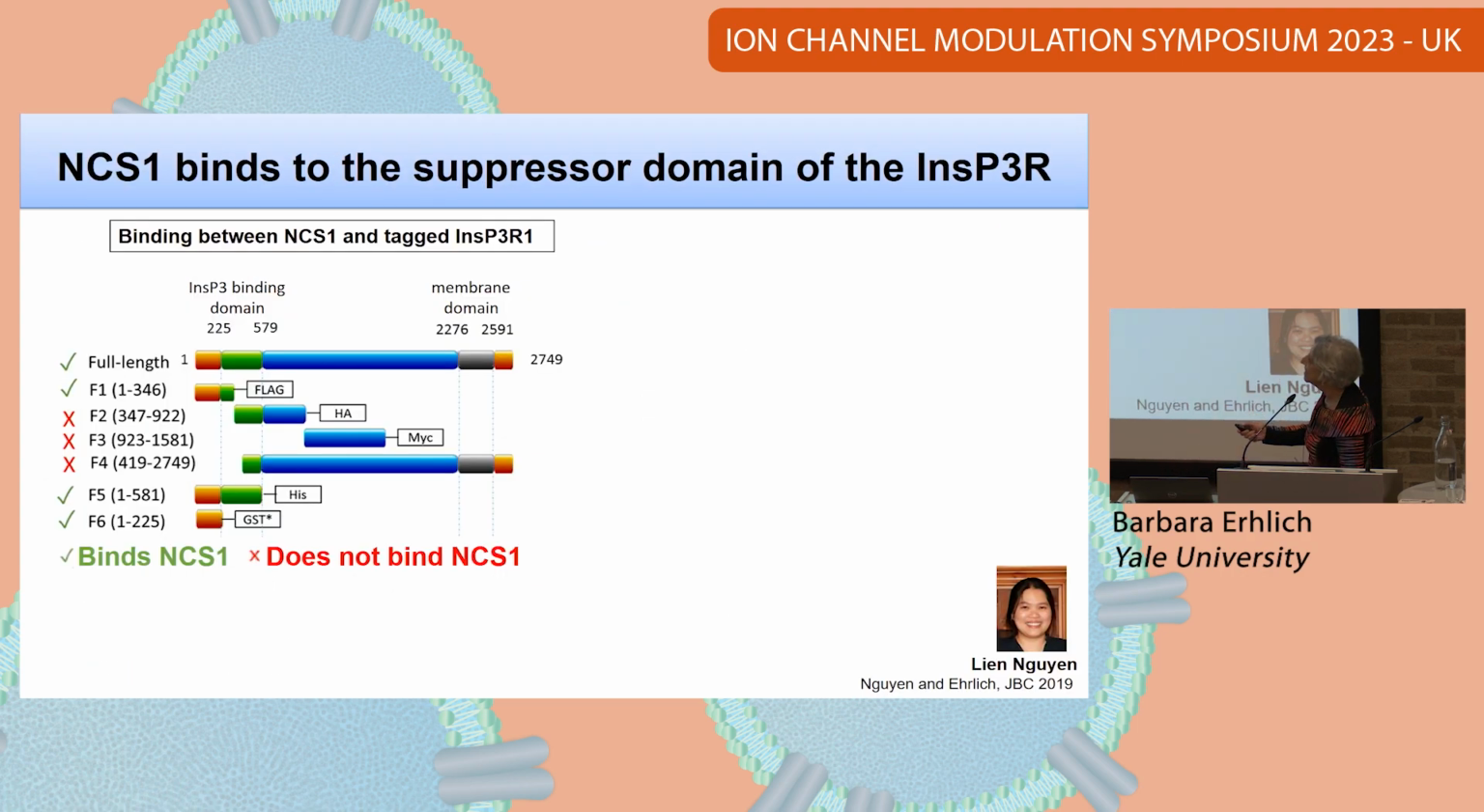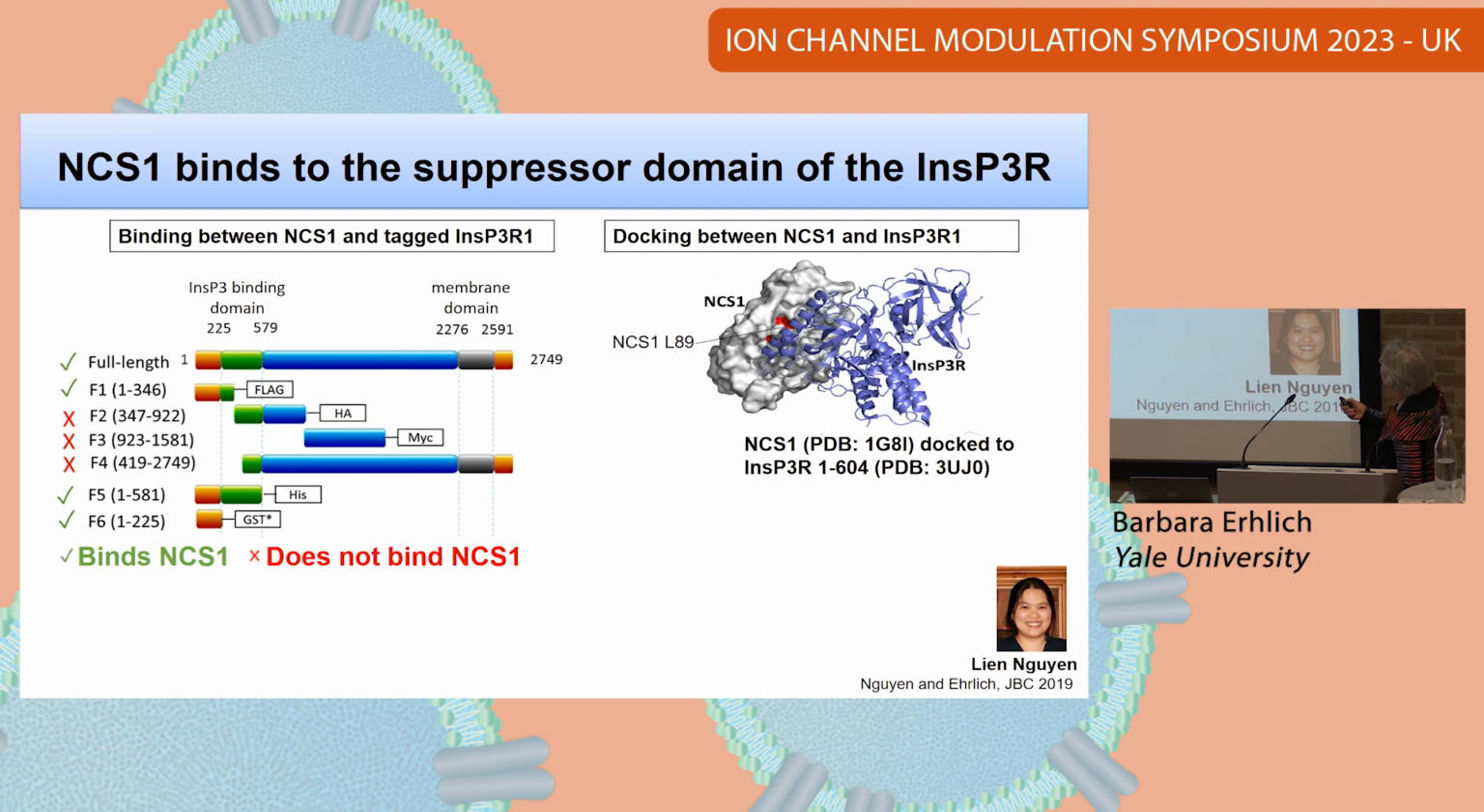This is how a molecular biologist thinks of the IP3 receptor. This green part is where IP3 binds. This orange part is what's called the suppressor domain. This is regulatory, and this gray here is the transmembrane region. To cut to the chase, NCS1 binds in this suppressor domain. Okay, it binds, but big deal. We know exactly which amino acid on the IP3 receptor and exactly which amino acids are important in NCS1. So in NCS1, you'll have to remember L89.